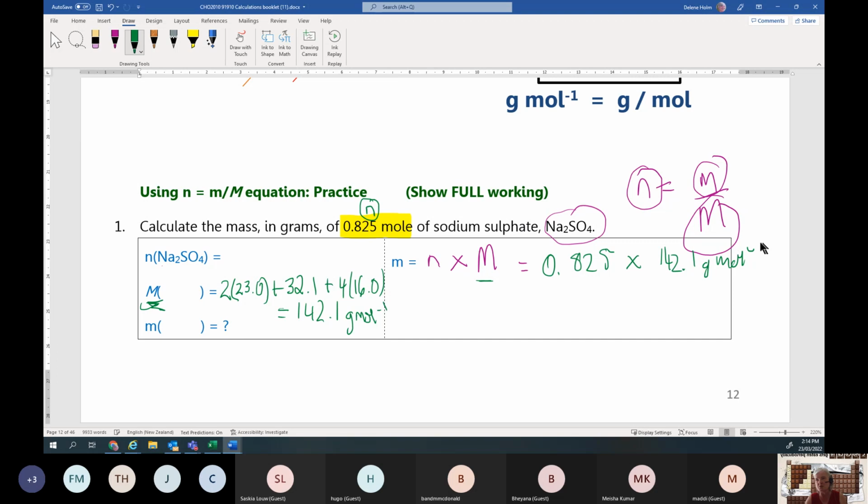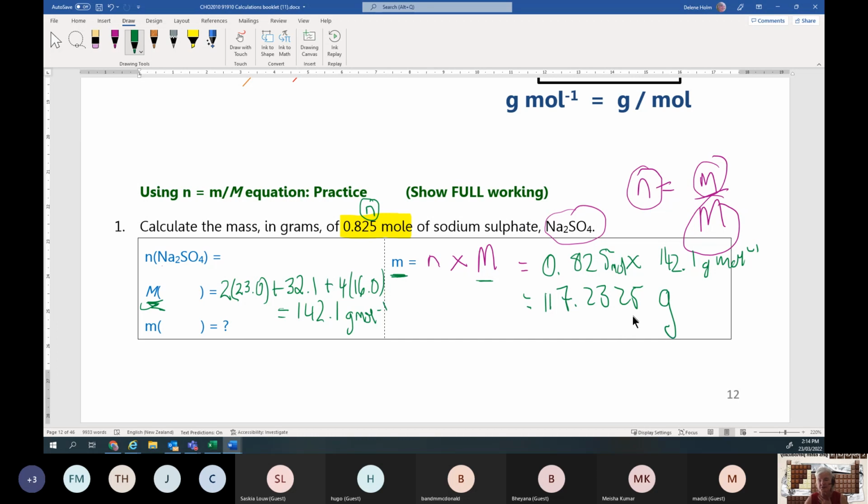You don't really need units in here, but you can. And then if I just do that, multiplied by 0.825, I get 117.2325. Okay, and my unit for mass has to be gram.